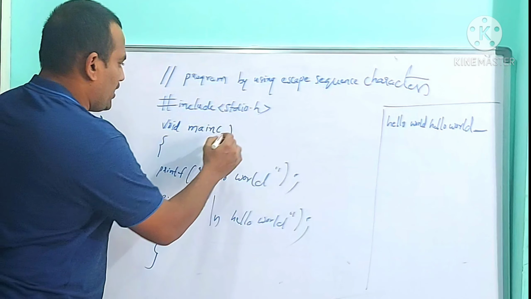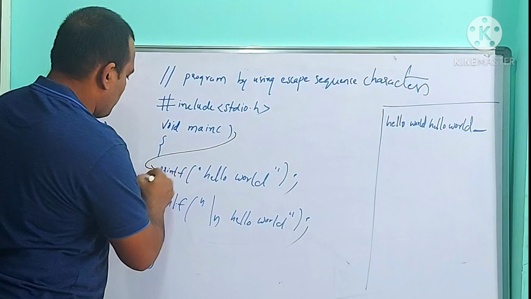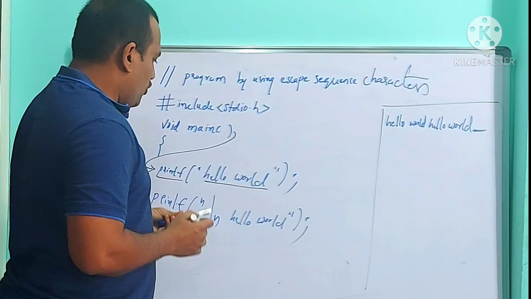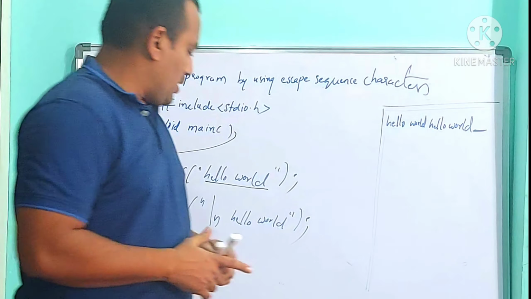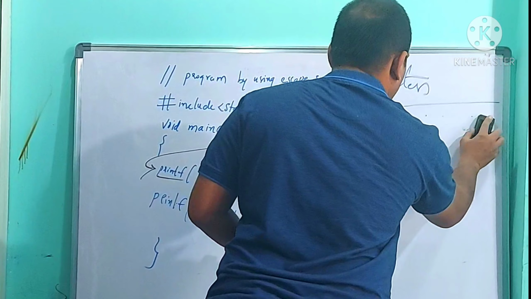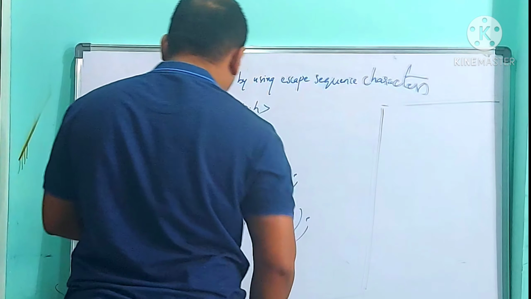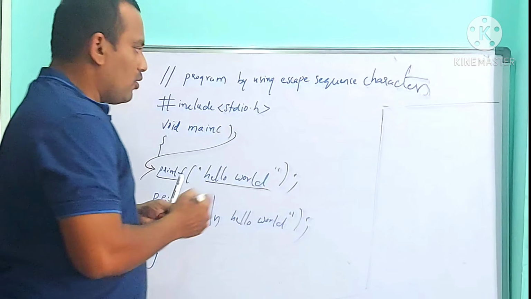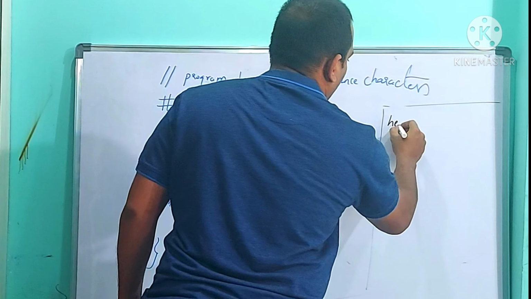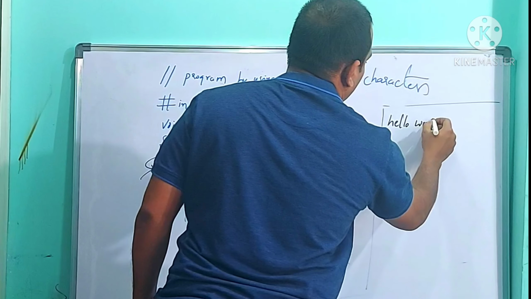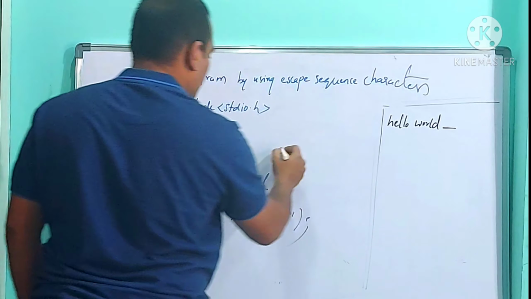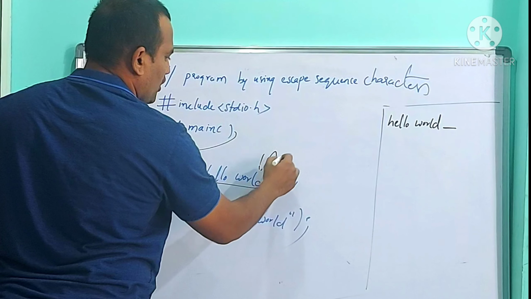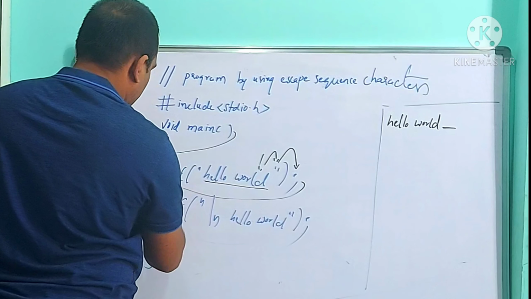When you press Control F9, the runner comes to the first line, printf hello world. Assume there is no output; this is a fresh program. Now what happens? The runner prints the message hello world at the output screen. After printing D, the cursor comes here, then the double quotation, semicolon, next line.